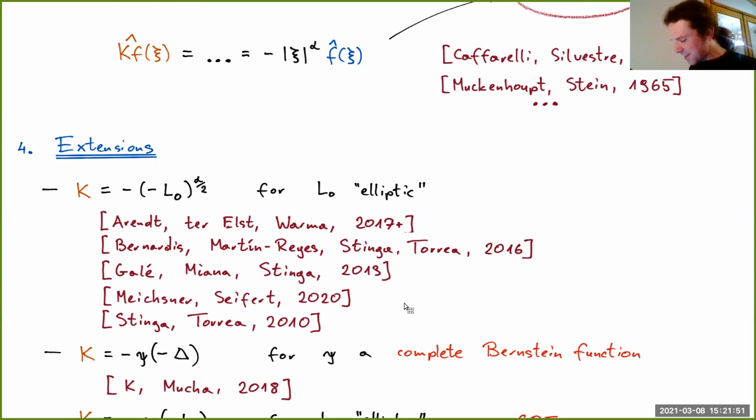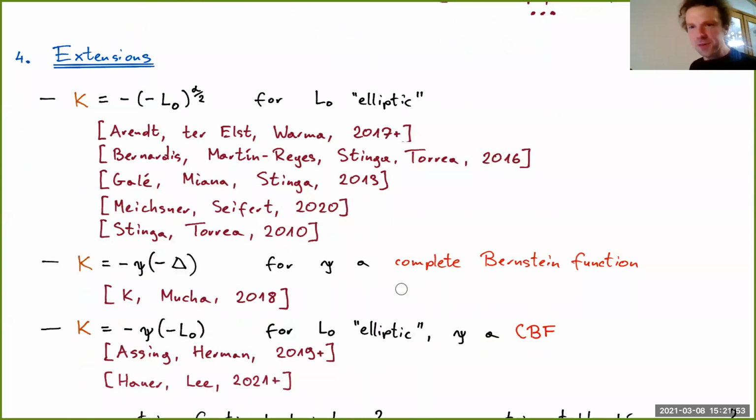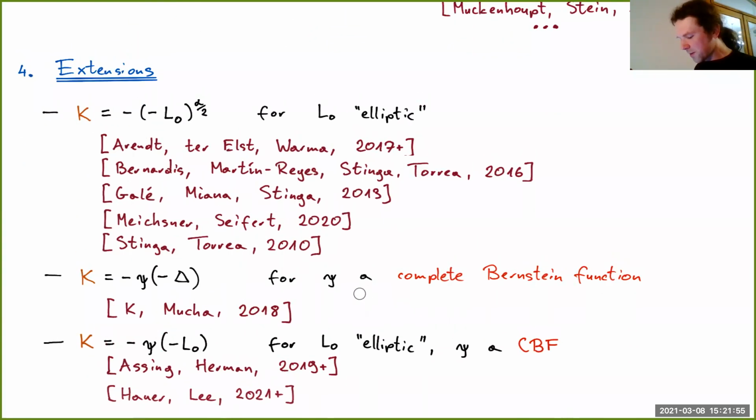And then this was even further generalized, at least in two works, by combining the two approaches. The first one is the work by Assing and Hermann. The preprint appeared in 2019. And another one, very recent, which is very, very general, allows for a similar construction for a very wide class of elliptic operators L0 and general complete Bernstein functions psi.